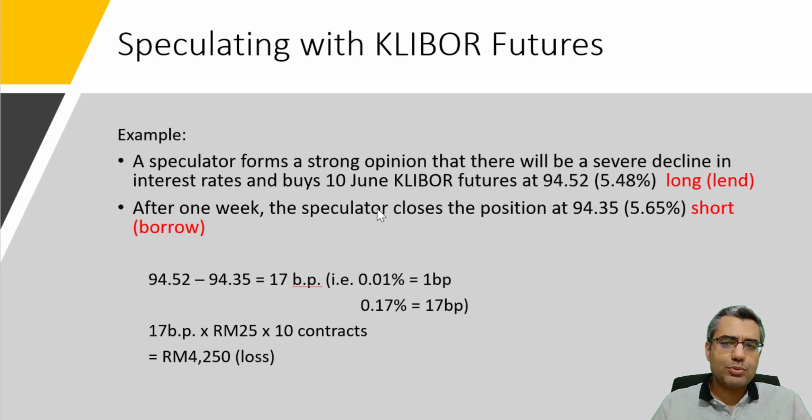And after 1 week, suppose that you close your position at 94.35. So you long at 94.52 and you short at 94.35. This means that the selling is less than the buying, so this means that 17 basis point loss. You multiply by 25 tick size, multiply by 10 contracts. This means your loss is 4,225 ringgit. This means that you were wrong. The price went down and you lose money, right?